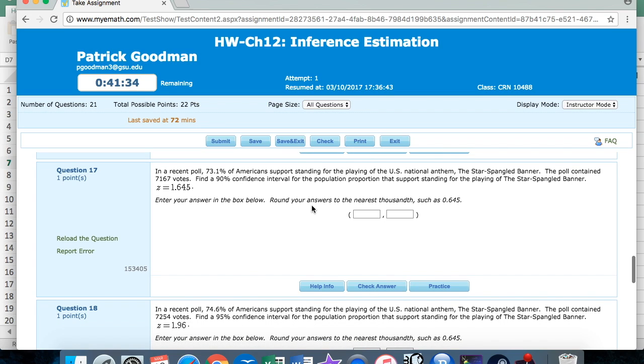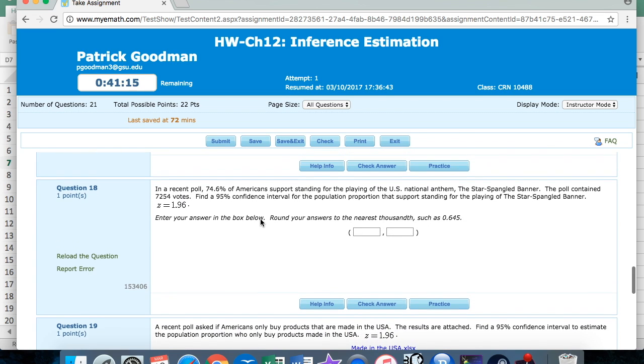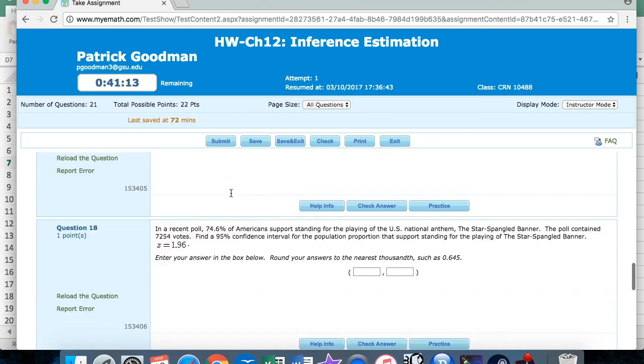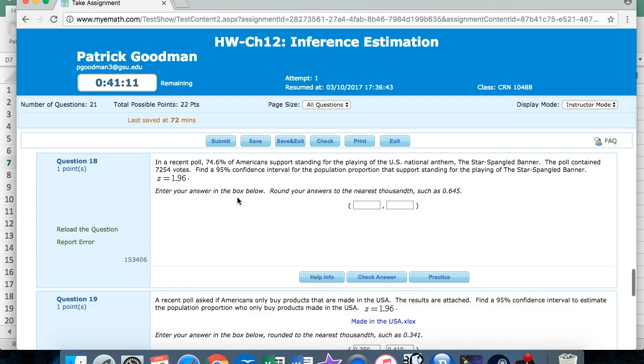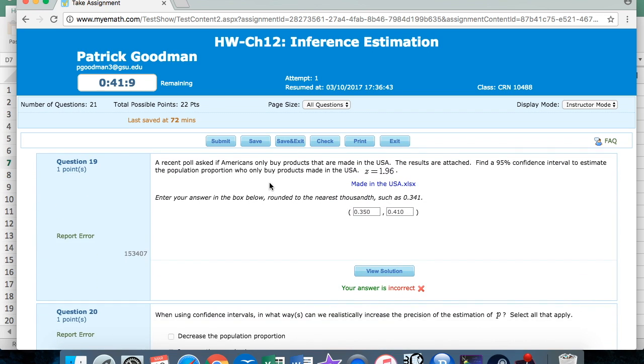Okay. Here's a proportion. 90% confidence level. Poll contains 7,167 votes. Alright, find the 90% confidence level for this. Okay, so this guy here, it's the same problem. It's like the problem we did earlier, right? Okay, and it looks like this one is the same. So this is a 90% confidence level, 95% confidence level.